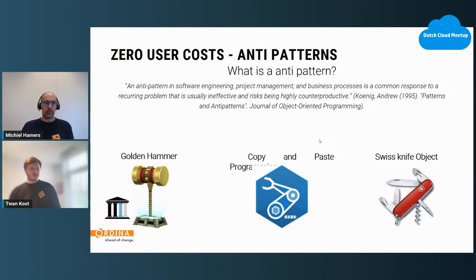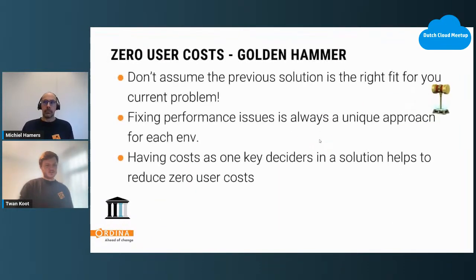You got the golden hammer. You got copy and paste programming, and you got the Swiss knife object, or Swiss knife in general. Let's go to the first one, golden hammer. What we see a lot is a solution to a problem, and you say, well, I got this same solution. Let's apply that big hammer as a solution, and boom, fix the problem.